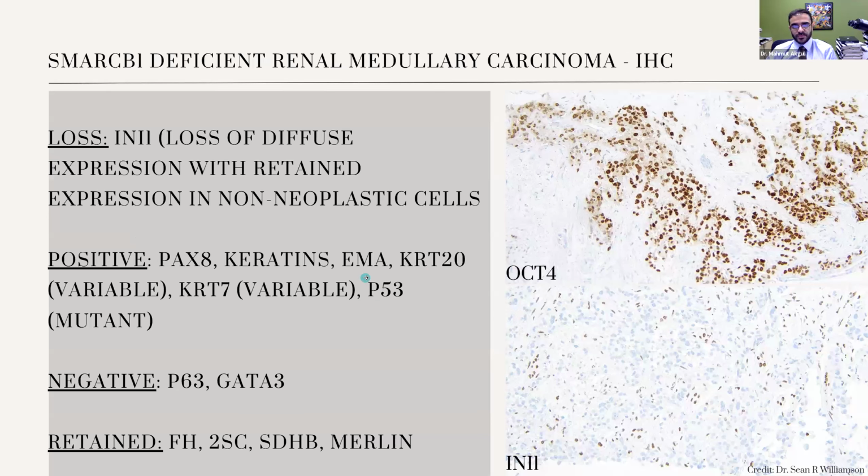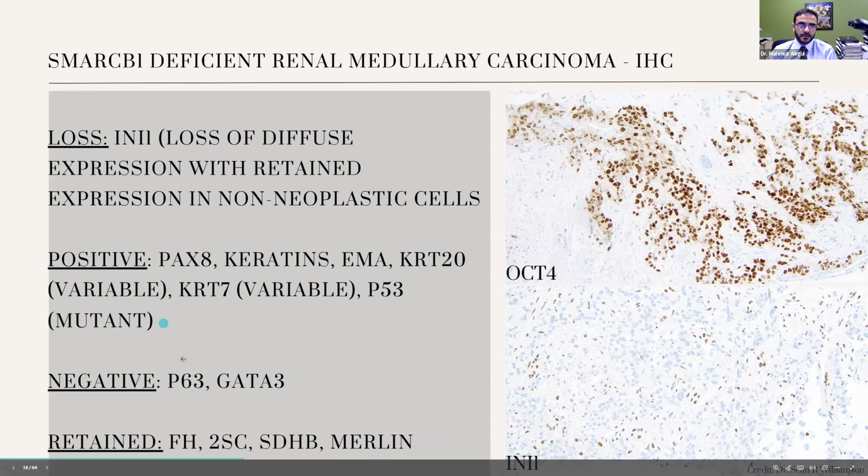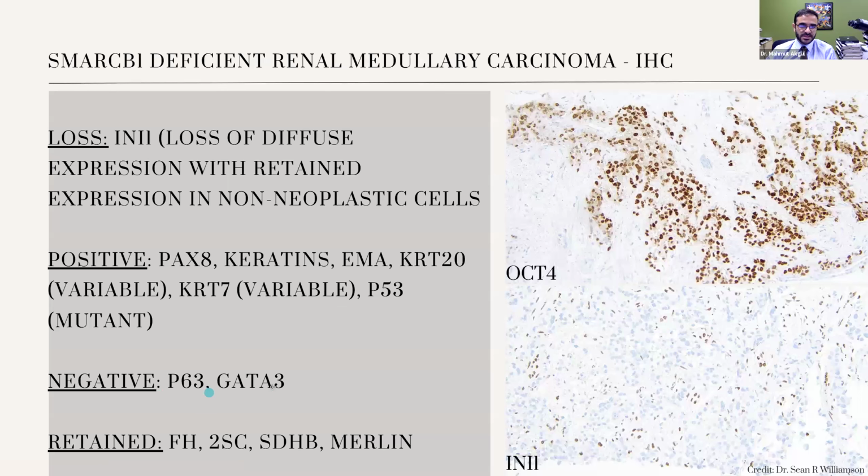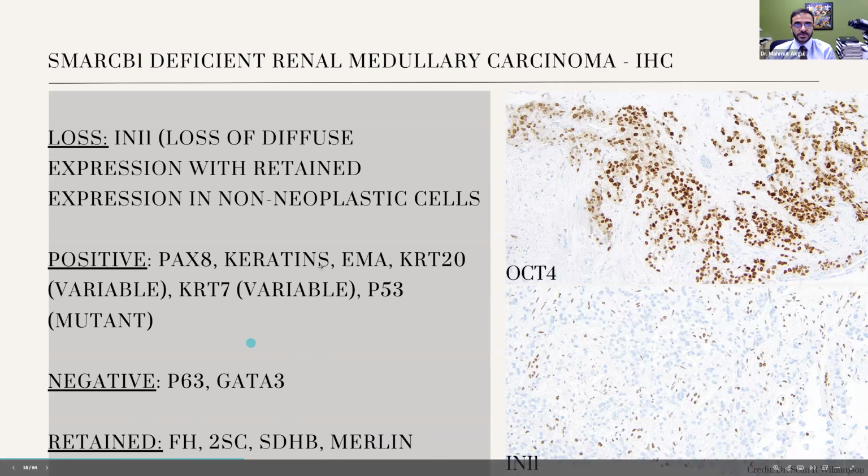Some papers suggest that p53 is almost always mutant in renal medullary carcinomas, but I don't see any senior GU or kidney pathologists using p53 for the diagnosis. Relevant negatives should be p63 and GATA3 because, again, in any high-grade infiltrative tumor, urothelial carcinoma should be in the differential and should be excluded. And retained stains include FH, 2SC, SDHB, and Merlin.